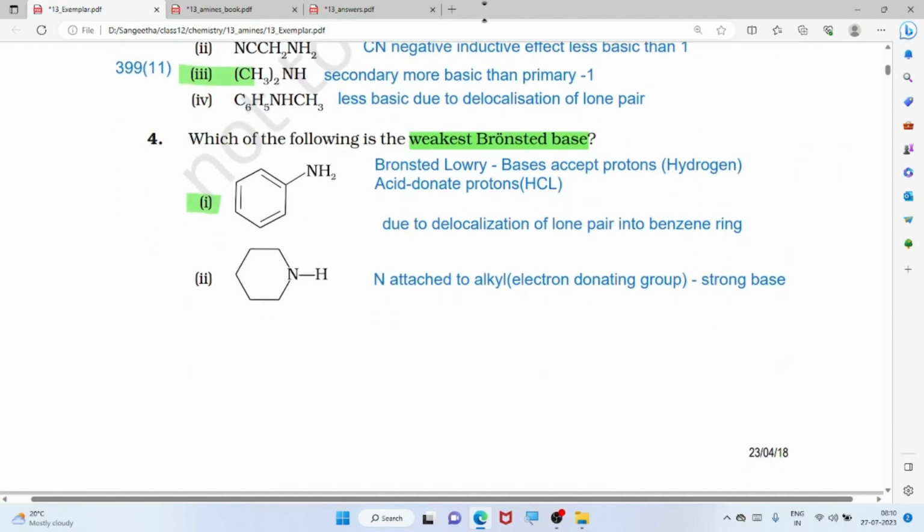Which of the following is the weakest Bronsted base? Okay, weakest. And Bronsted-Lowry base means it's accepting protons. Okay, that is base. Acid means donating protons, like HCl. This is donating proton, H plus Cl minus. This will donate H plus. So proton means it's hydrogen. So a Bronsted-Lowry base accepts protons.